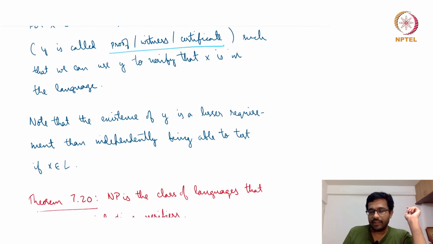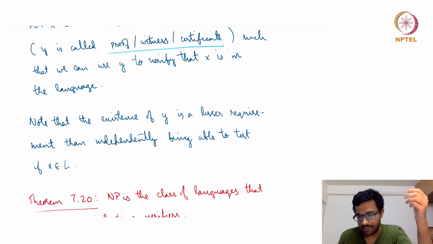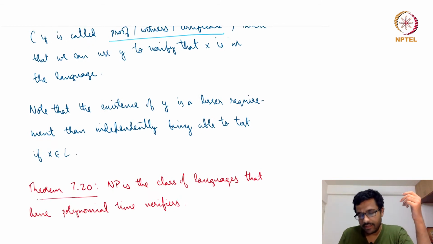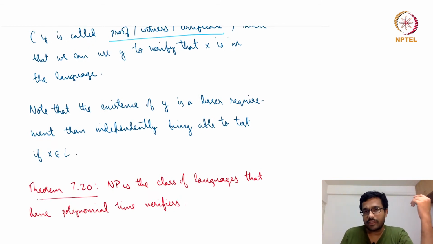And again, I said this in the previous lecture, verifying the certificate is something seemingly simpler than deciding whether X is in the language or not, right? So testing whether X is in the language is seemingly harder than verifying that X is in the language with the help of the certificate, right? This is where the non-determinism helps us.